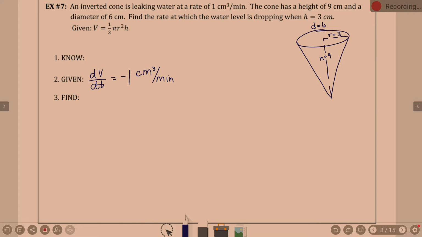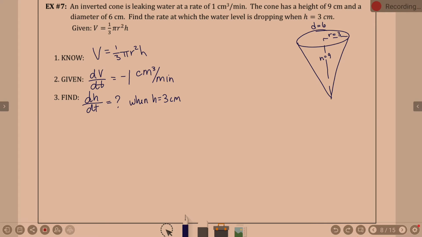Find the rate at which the water level is dropping. So that means we're finding dH/dt, and that is when h equals 3. We were given V equals 1/3 pi r squared h. I don't know why I wrote the find the way I did, but this is what I've always done in the past. I'm looking for dH/dt when h is 3. I've never thought to use the evaluate at.